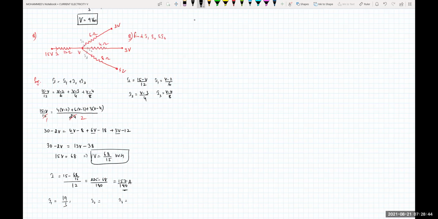19/3 amperes. Okay. I2. I don't have the answers, that is the reason I'm just telling you. I2 value is how much? Everyone, please try to check. Yes, sir. I2 value means V minus 3 divided by 4. V is how much? 68 divided by 15 minus 3, divided by 4.